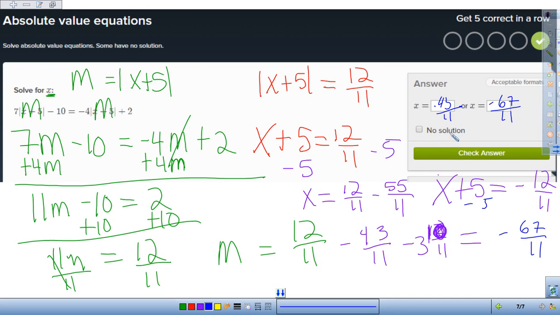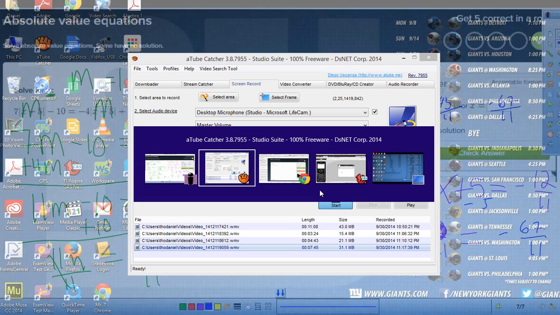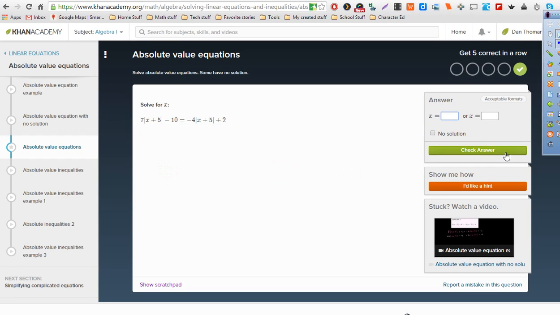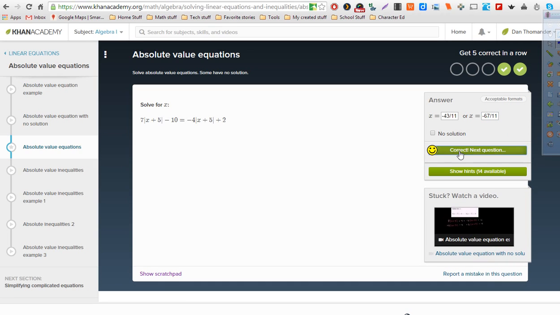Notice it says no solution. Well, what if I had gotten it down to here and it said the absolute value of something is negative? If this was a negative value, I would say, cannot be. There is no number I can put in here that would actually make this negative because it's inside the absolute value bars. So that's when we would say no solution. But in this case, we have negative 43/11 and negative 67/11. Man, I always look at those kinds of answers and I think I might have done something wrong. But I like my chances. So negative 43/11 or negative 67/11. Is that what I had? Good.